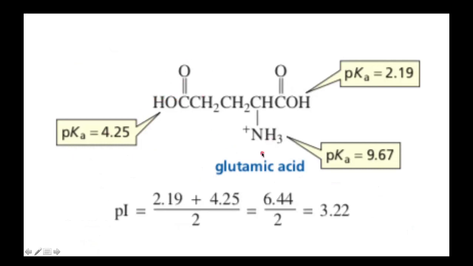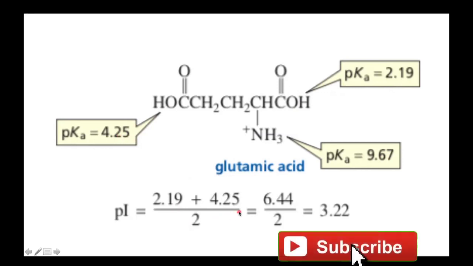There is no need to consider the basic part, that is, the 9.69 will not be considered for the calculation of pI. So first, this one is considered as 2.19 and this one is experimentally found to be 4.25, and hence pI should be the average of the pK values of these two acidic groups, since it's an acidic amino acid.